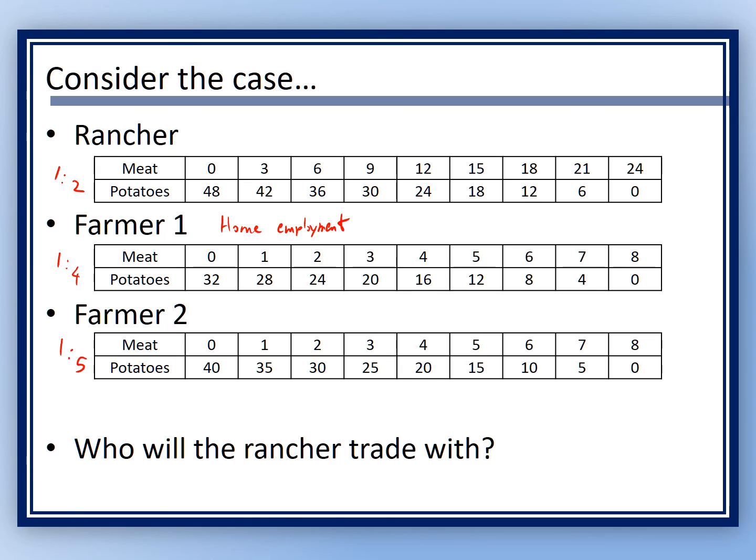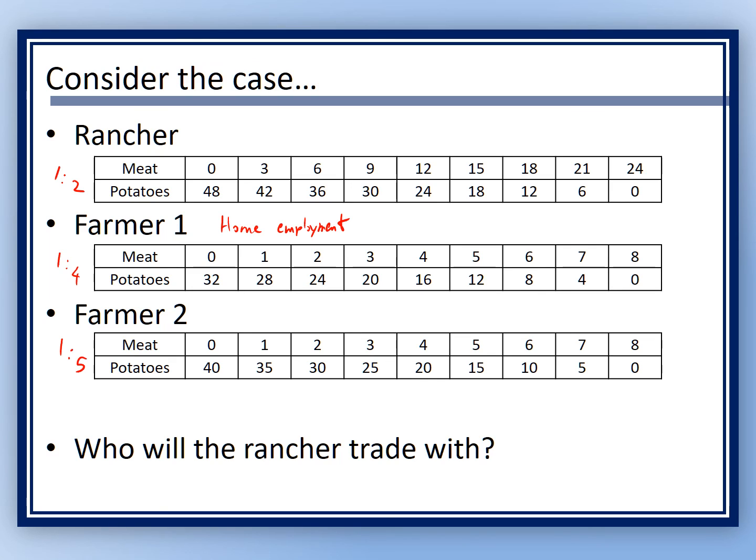But we just said that trade is beneficial when there's scarcity. So what's the problem here? Now what I want you to think about is there's actually an assumption that I make in this example that makes it possible for farmer one to be worse off. What assumption did I make that makes farmer one worse off in this situation?